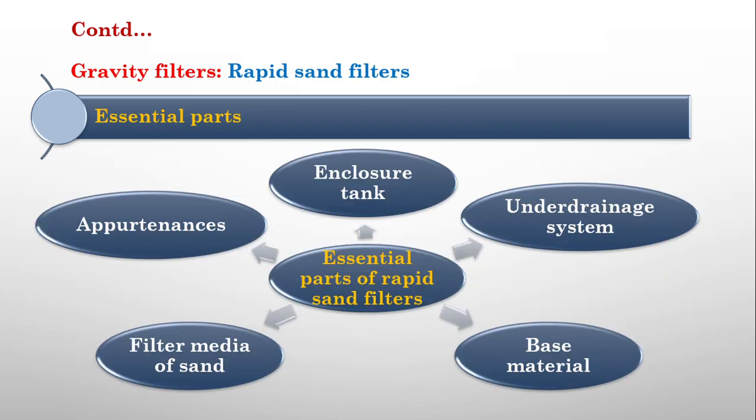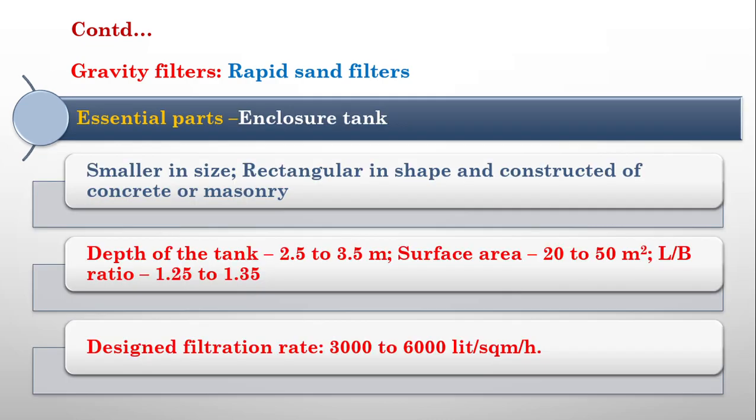Main parts as discussed earlier: enclosure tank, under drainage, base material, filter media and appurtenances. The enclosure tank is smaller in size, rectangular in shape, constructed by concrete or masonry work. Depth is 2.5 to 3.5. Surface area should be 20 to 50 meter square. Length to breadth ratio is 1.25 to 1.35. And the filtration rate from this kind of filter is slightly higher than that of slow sand filters. 3000 to 6000 liter per square meter per hour of water will be released from this filter.